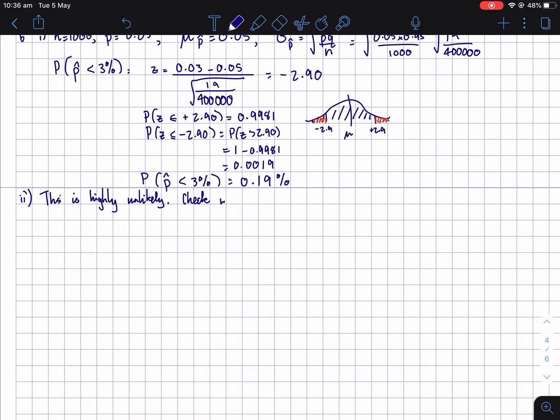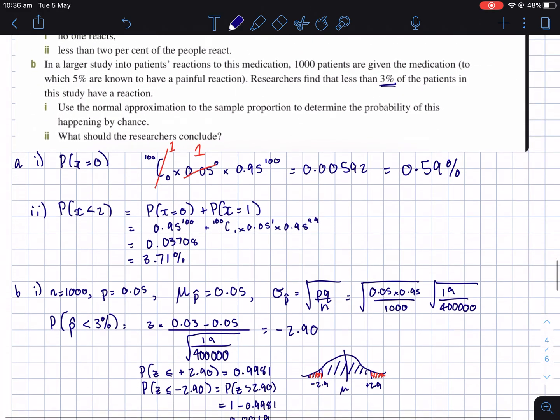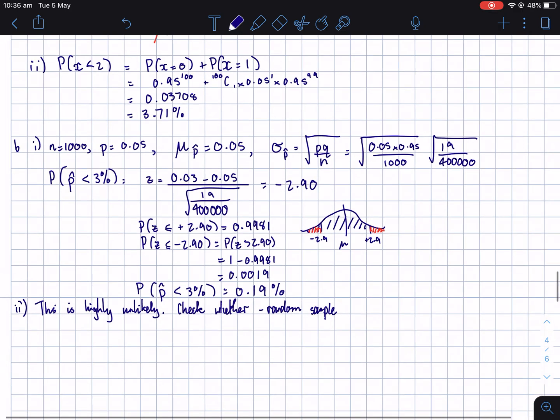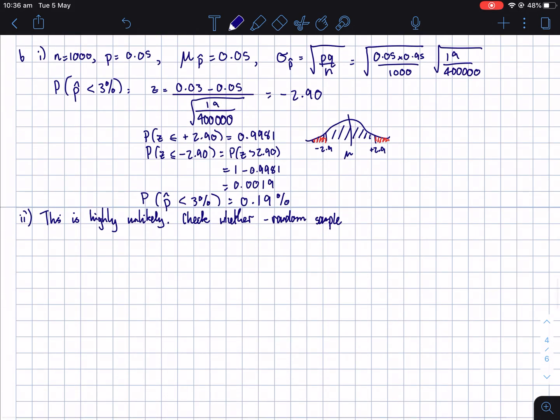They need to check whether the test they did was actually random, because they're saying they took a random sample. If this medication gives women more painful reactions than men, but you only surveyed men, then it wouldn't be truly representative. I would check whether it's a random sample or if the medication itself changed.